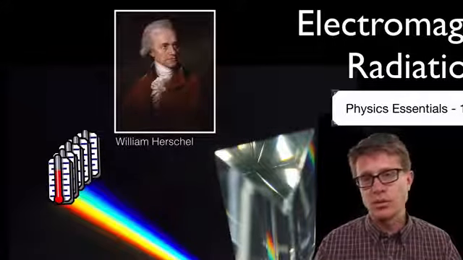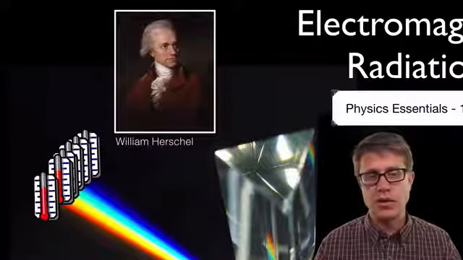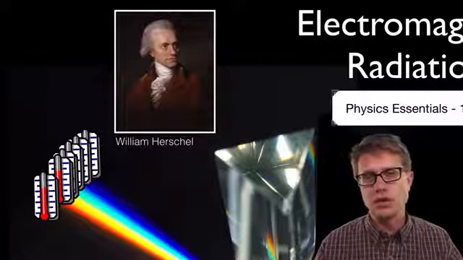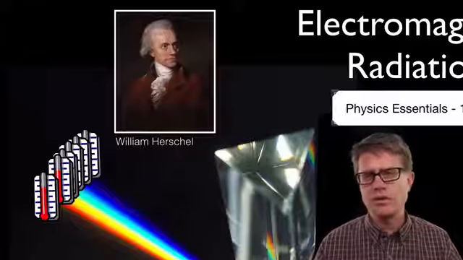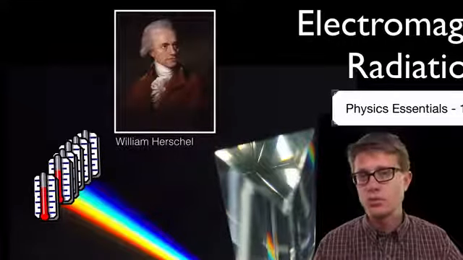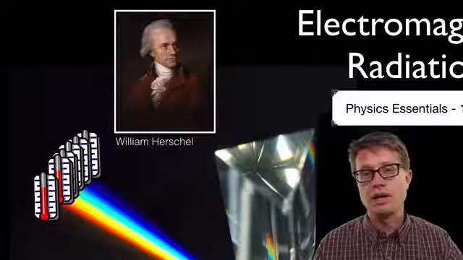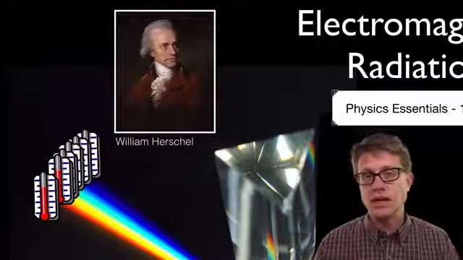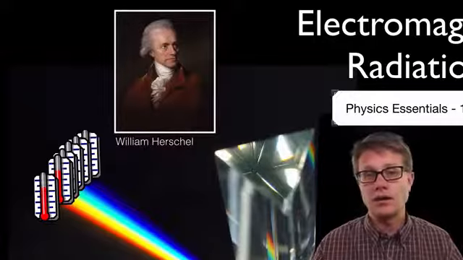But he wanted to have a control in this experiment, so he put another thermometer right off on this side just to judge the room temperature. And what he found, surprisingly, is that that was the hottest temperature of all. So what he really discovered was infrared rays. And so those are rays that we can't see but generate a lot of heat.